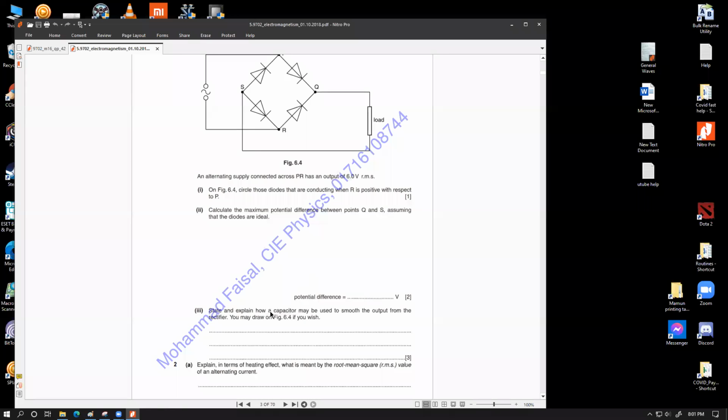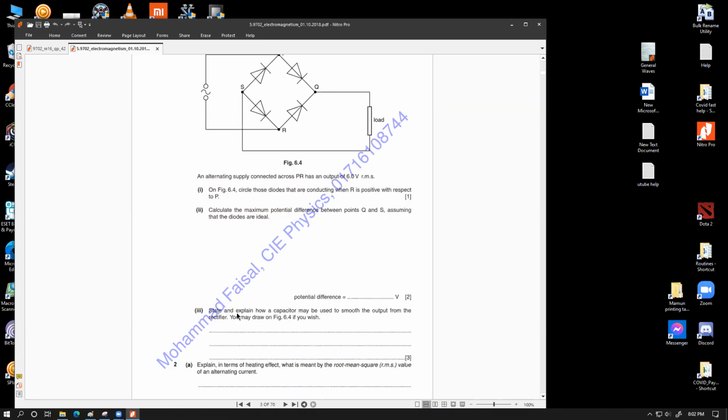Question was the statement: explain how the capacitor may be used to smooth the output from the rectifier. You may draw on figure 6.4 if you wish. So "may", in this case, has to be interpreted as "should". The capacitor will be connected in parallel with the load. So you can connect a capacitor right around over here, or you can connect across the junction over here. Electrically, they're a similar connection. So that's the state part, so you may draw on a diagram, basically does this part.